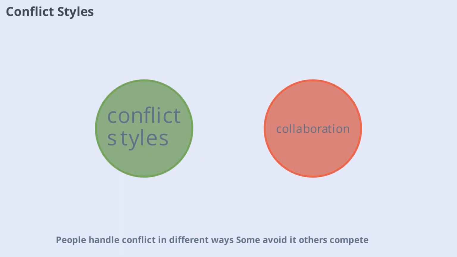People handle conflict in different ways. Some avoid it, others compete, accommodate, compromise, or collaborate. Each style has its pros and cons, and the best approach depends on the situation. Understanding your own conflict style can help you respond more effectively and flexibly.